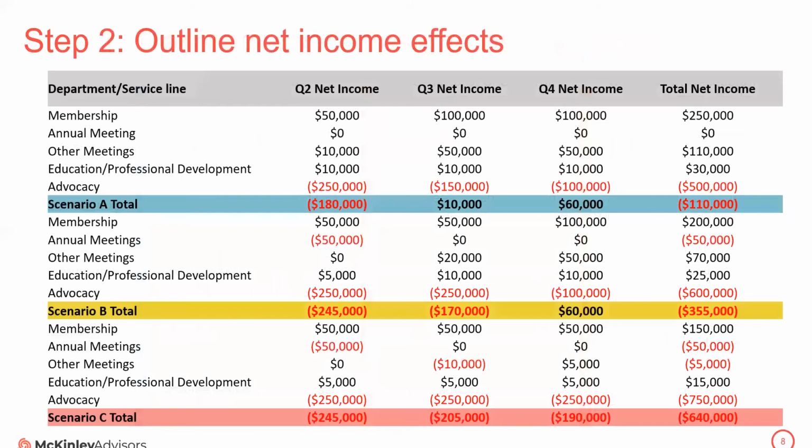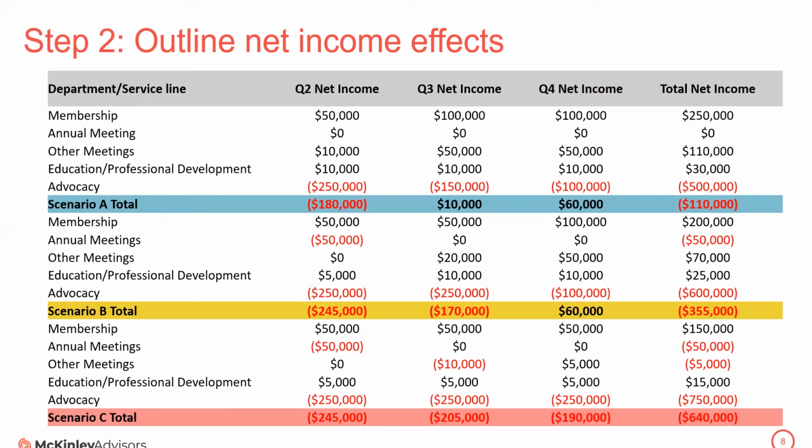Okay, here we have the second step. This is where you take the assumptions that we just went over on all of your major product lines, and you actually translate that into numbers. So we've taken each scenario and actually applied the net income impact to each product line. You can see the total net income impact in the far right column here. You can see that obviously scenario A's impact is much more optimistic than scenario C.